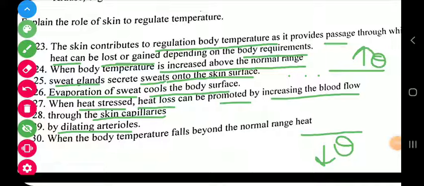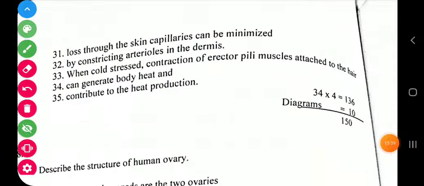When the body temperature falls beyond the normal range, then what happens? Heat loss, that word heat should be there. Heat loss through the skin capillaries can be minimized. So how do you minimize? See how logical this is. How easy you can remember. You don't have to memorize this at all. How practical it is. There's a lot of physics involved also.